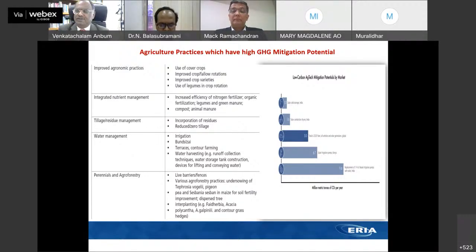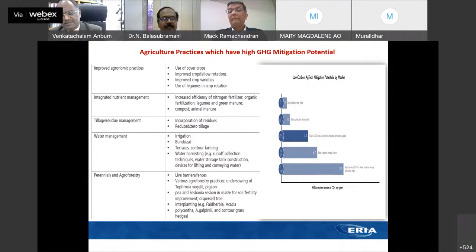That start from improved agronomic practices, which could range from the use of cover crops to legumes in the crop rotation. Basically, it is a kind of carbon sequestration or carbon capturing. And the second area is integrated nutrient management, where animal manure has replaced chemical fertilizer. And the third one is no-tillage practices. Many of you know about it.